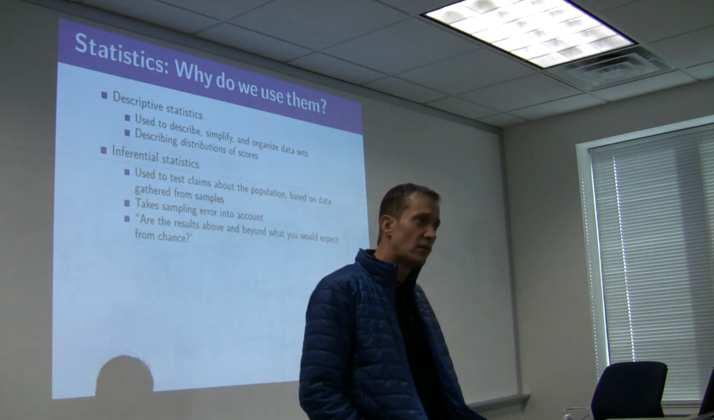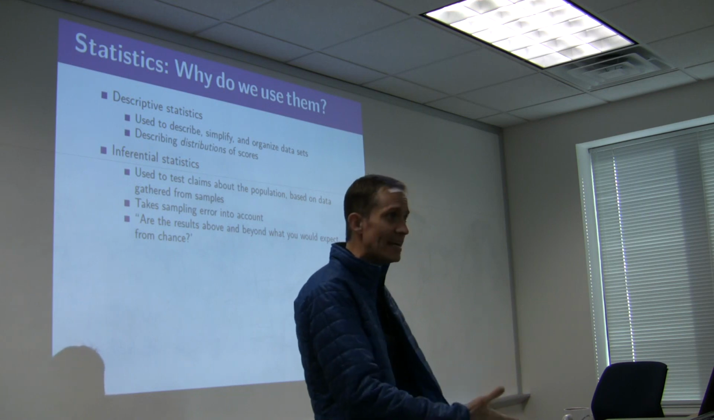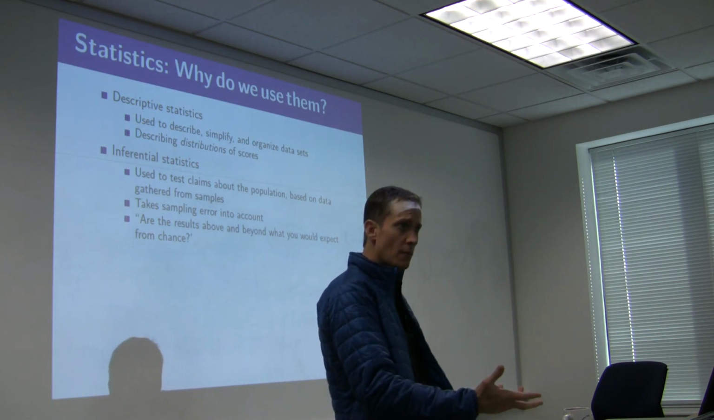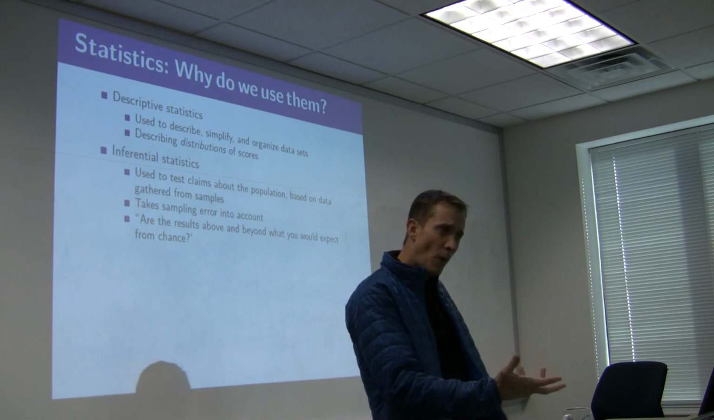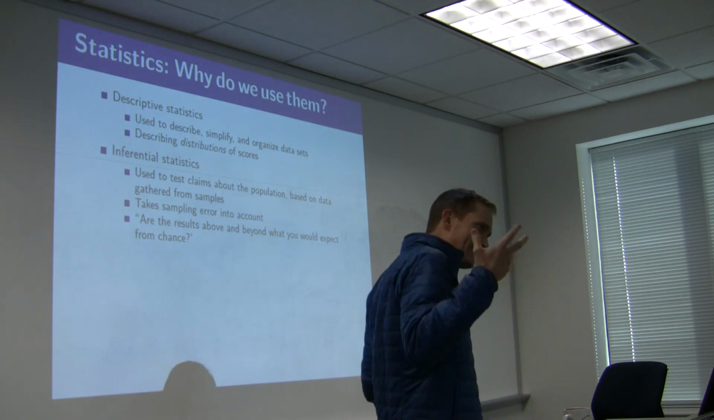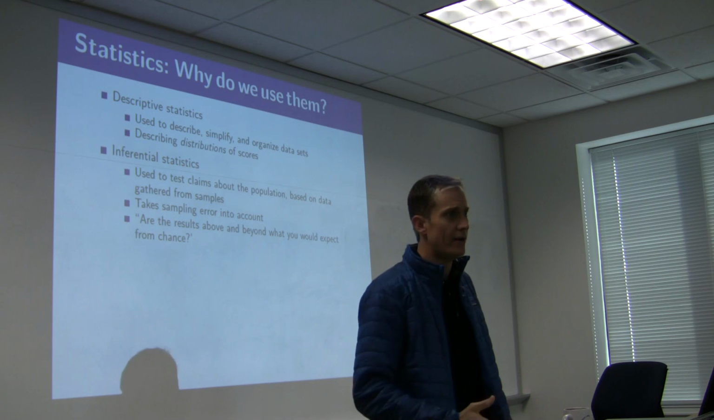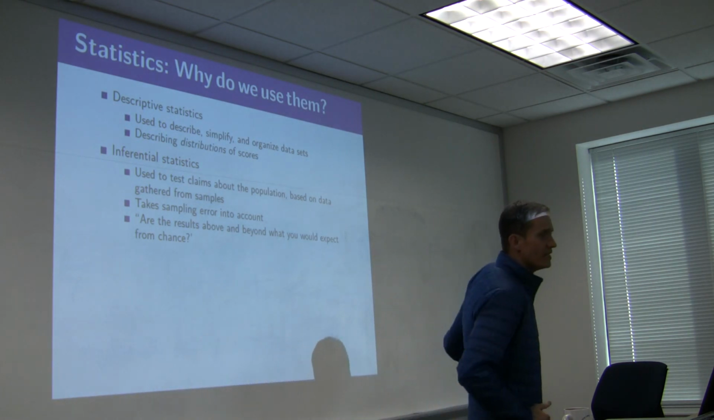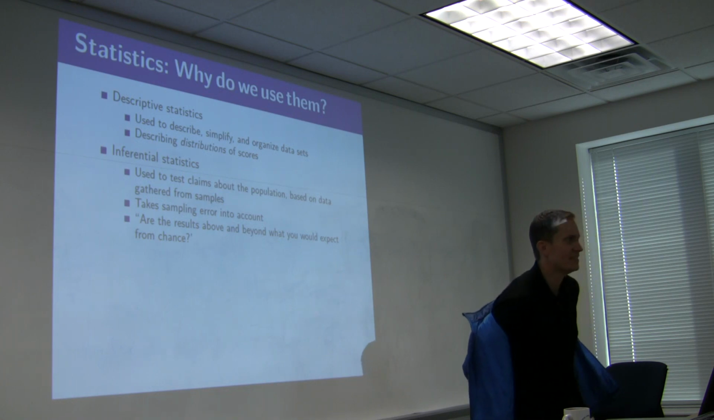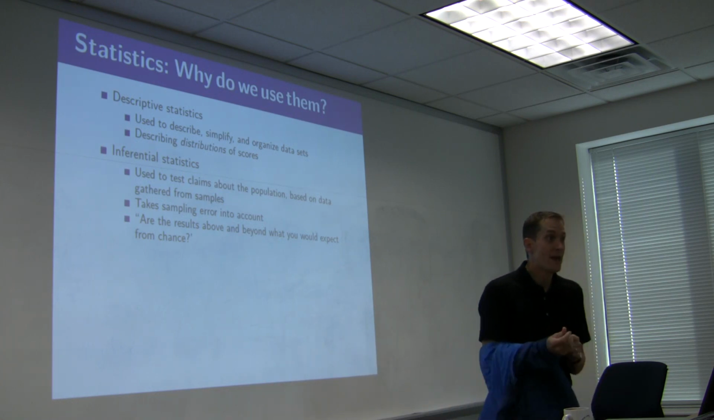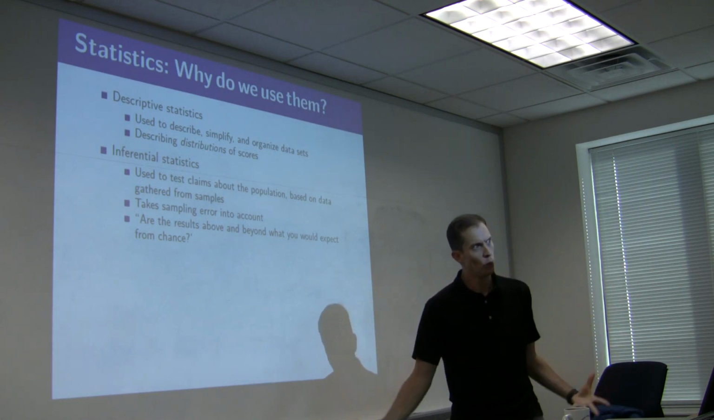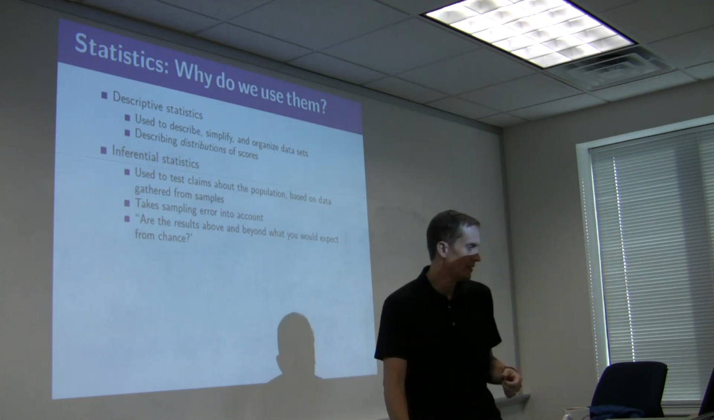We want to make claims as professionals, as researchers. We want to make claims about people in general. But we can't do that well because we can't test every possible person out there and every possible member of a certain population. And so what we have to do is deal with the very limited sample that we get, and then use that sample and some statistics from that sample to infer about the greater population.